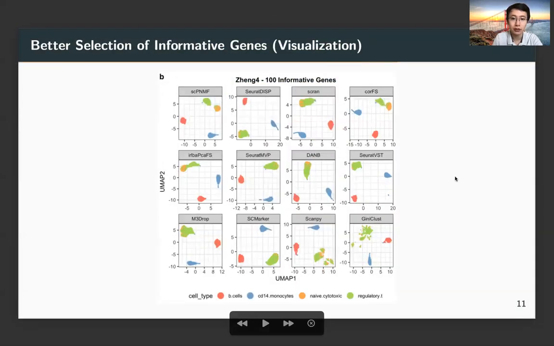We also use the UMAP visualization to show our better performance. And here on this data set, only scPNMF can perfectly distinguish the 4 cell types, while almost all the other methods fail to distinguish 2 similar cell types.